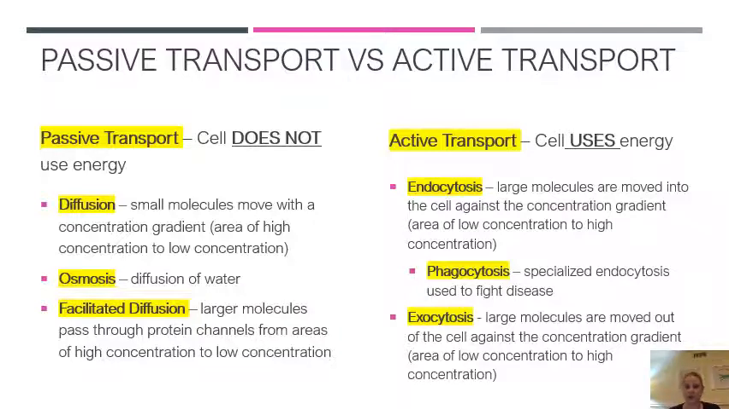Then we have exocytosis. Exo for exit, cyto for cell. So we have large molecules that are moving against the concentration gradient, so area of low concentration to areas of high concentration, and the cell actually has to take them and open up and push them out. Okay, so exocytosis uses energy as well.